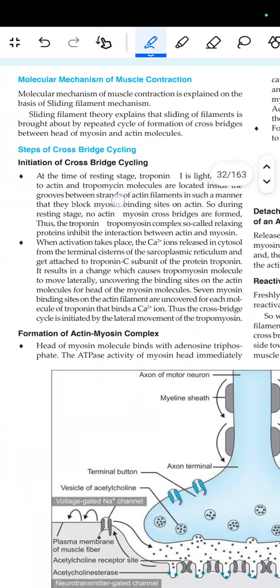Next है molecular mechanism of the muscle contraction. तो molecular mechanism of the muscle contraction is explained on the basis of the sliding filament mechanism. Sliding filament theory explains that sliding of the filaments is brought about by the repeated cycle of the formation of the cross bridge between the head of the myosin and the actin molecules.